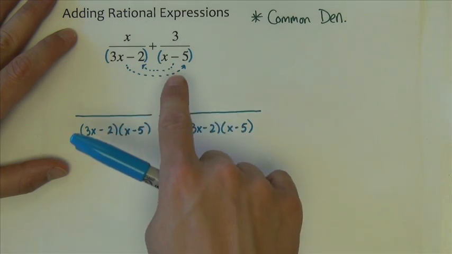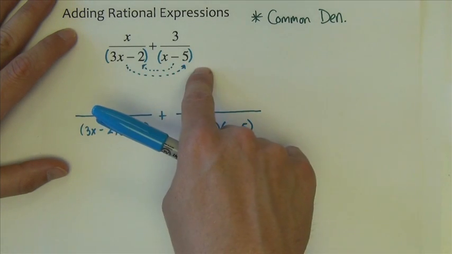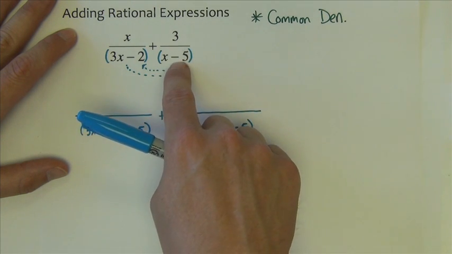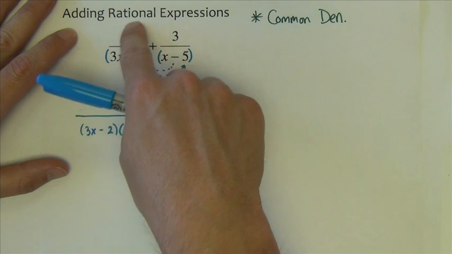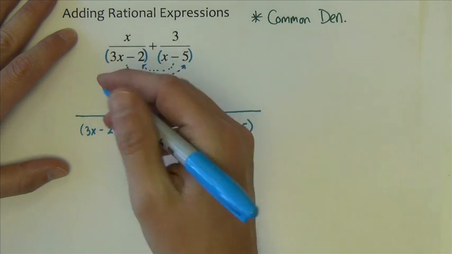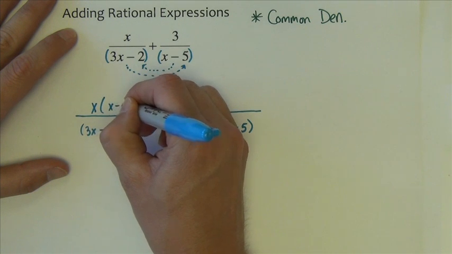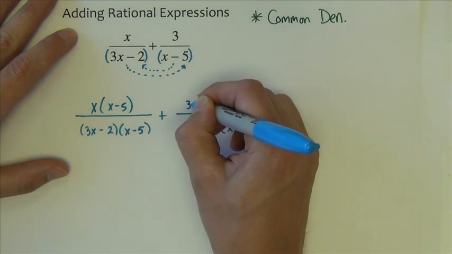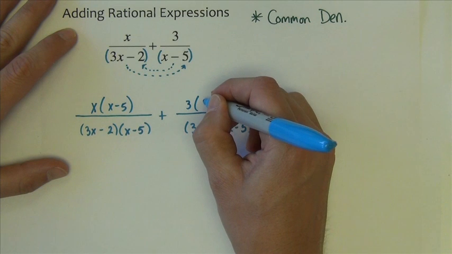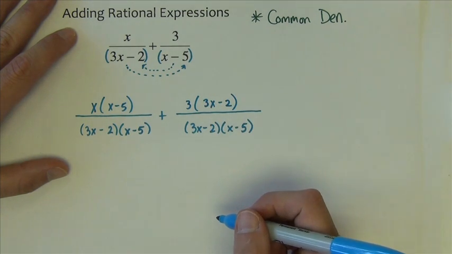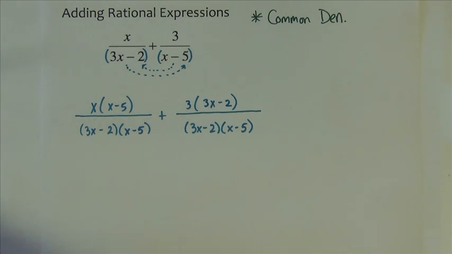Well, I can't just put this one here and put this one here and call it good. I have to offset it by putting this one on top and this one on top. So the numerators look like this: x times x minus 5, 3 times 3x minus 2. Okay.